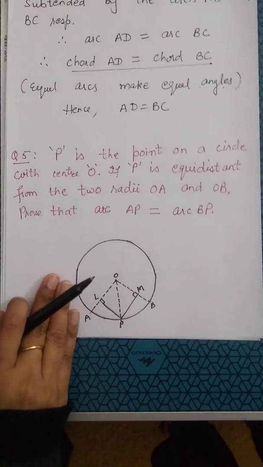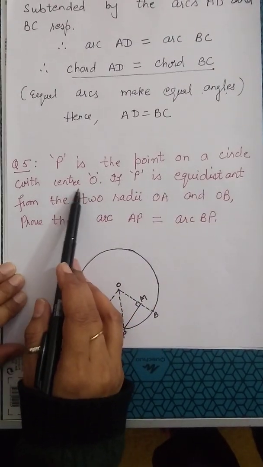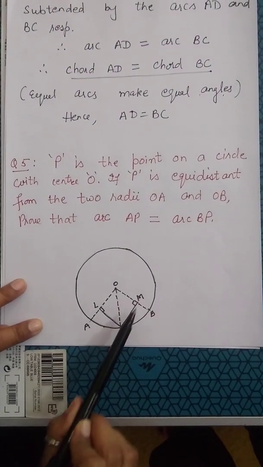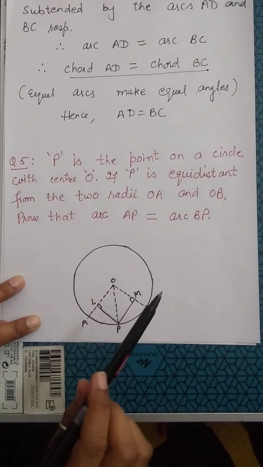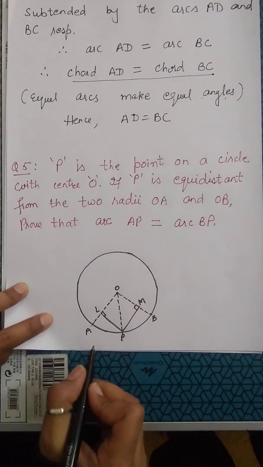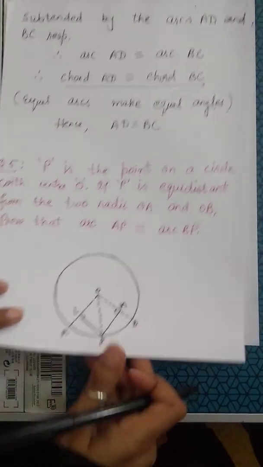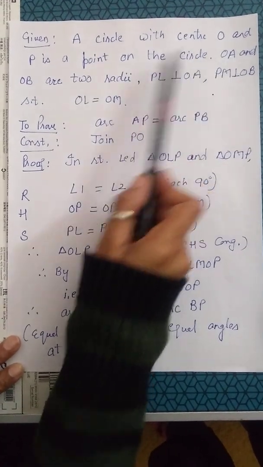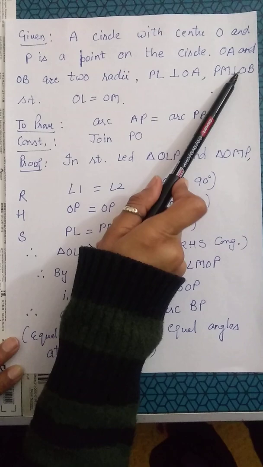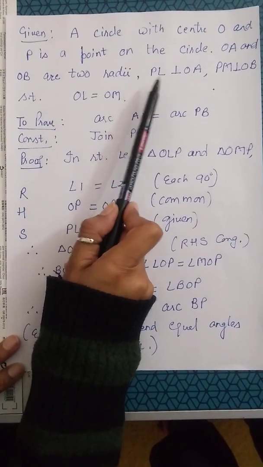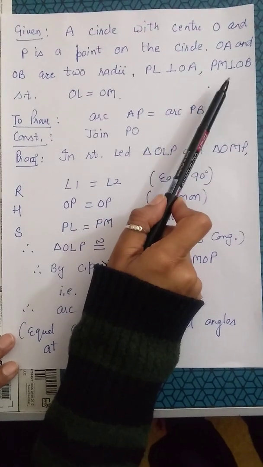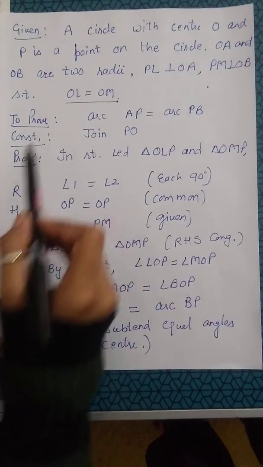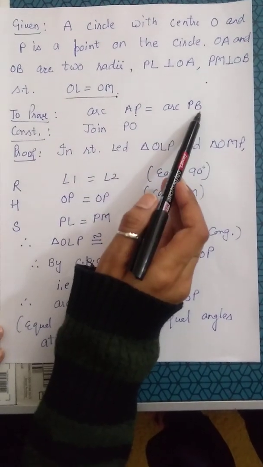Question number 5. P is a point on the circle with center O. If P is equidistant from two radii, that is OA and OB, we need to prove arc AP is equal to arc PB. For this, what we will do? First of all, I will write what is given to me. A circle with center O and P is a point on the circle. OA and OB are the two radii given to us. PL is perpendicular to OA and PM is perpendicular to OB, such that PL is equal to PM. To prove arc AP is equal to arc PB.